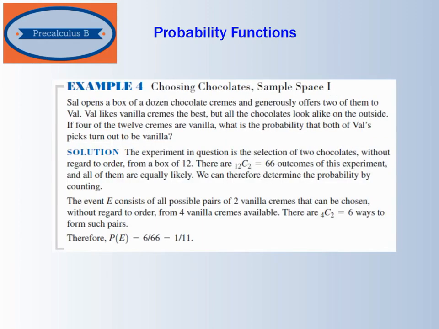Well, let's start out by taking a look at all of the possible outcomes. The first thing that we're looking at is we're choosing 2 chocolates from a box of 12. So we're doing 12 choose 2. That tells me how many possible ways I could pick 2 chocolates from this entire set. And 12 choose 2 gives me 66 possible outcomes. And we're going to assume they're all equally likely, that there's no preference. We're just going to randomly pick 2 out of the box.